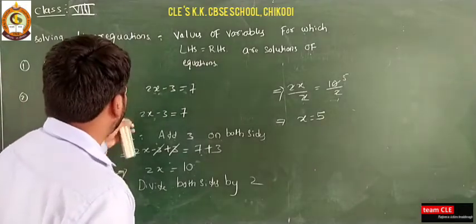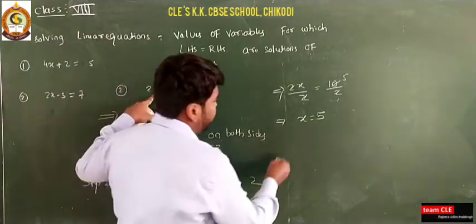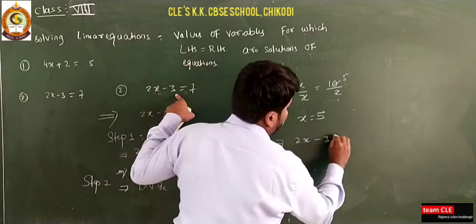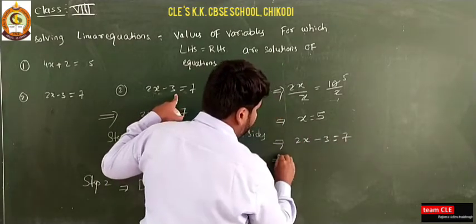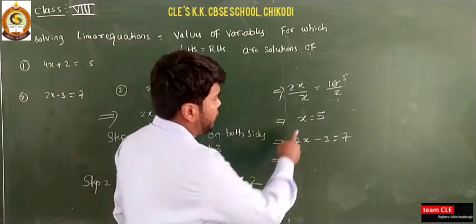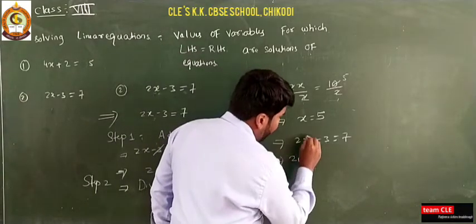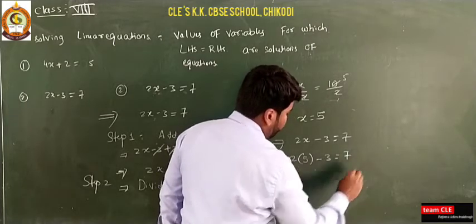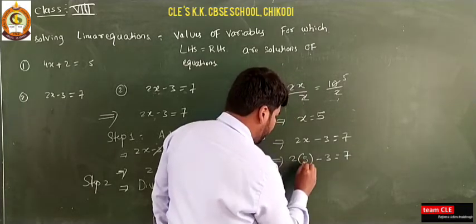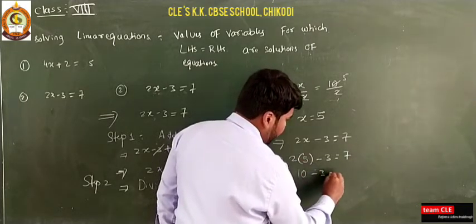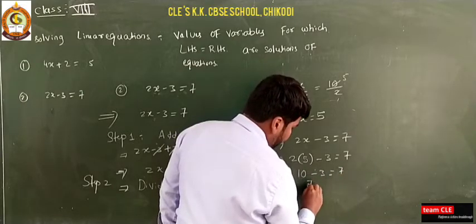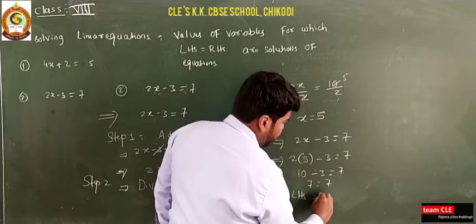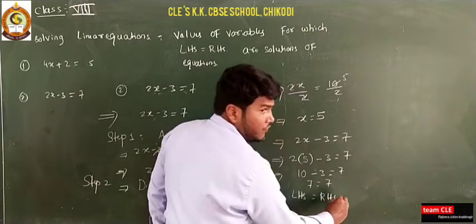Then next, what I have to do is put this into the given equation. The given equation is 2x minus 3 which is equal to 7. So with x equal to 5, it is 2 of 5 minus 3 which is equal to 7. 2 fives are 10 minus 3 which is equal to 7. Again 7 is equal to 7, so LHS is equal to RHS.